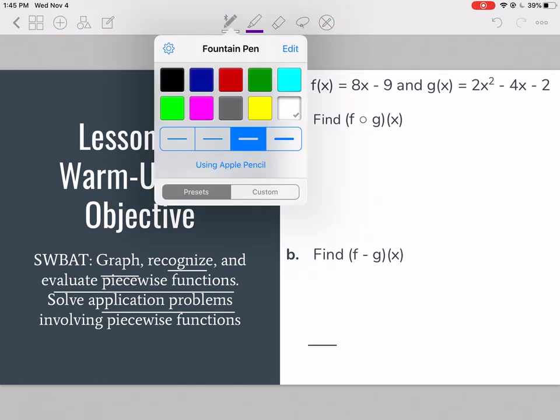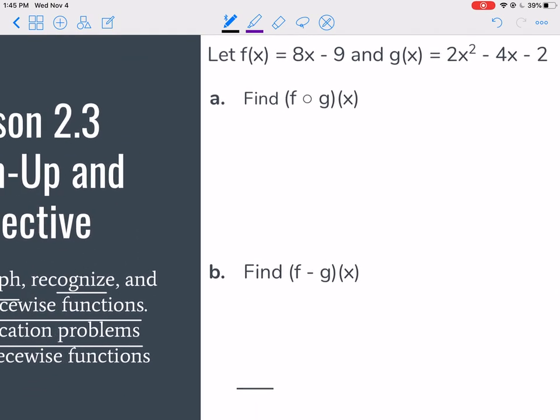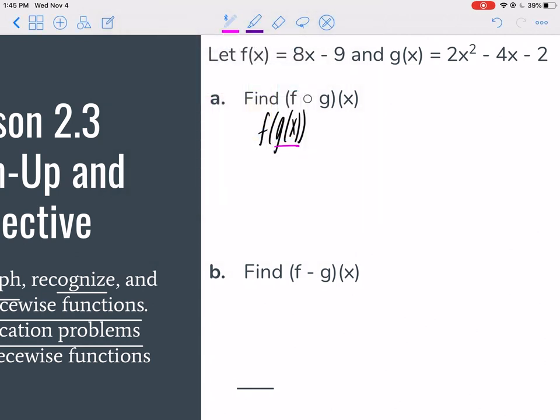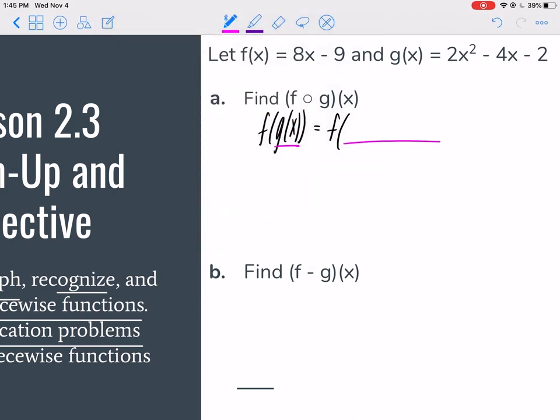So go ahead and attempt this warm-up. This is a review of the last couple lessons we've been doing. All right, and then once you've attempted that, you can come back and look at the work that we've done here. So f and then this little O symbol, f circle g, means f of g of x. So we're plugging function g of x into function f. If you want to rewrite this as f of and then write out what function g of x actually is, you can totally do that.